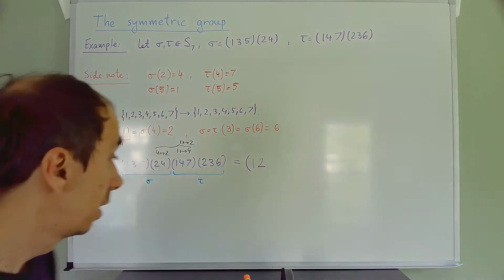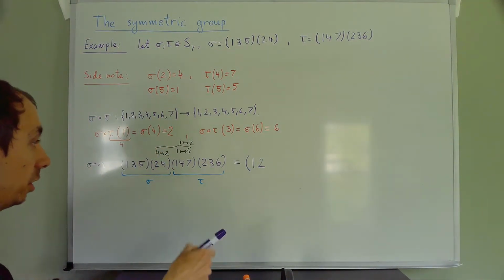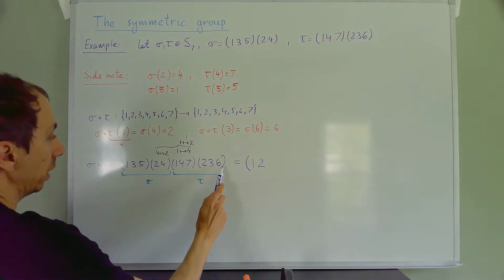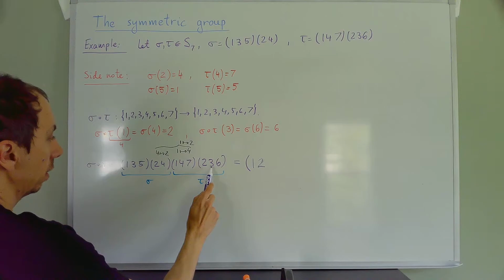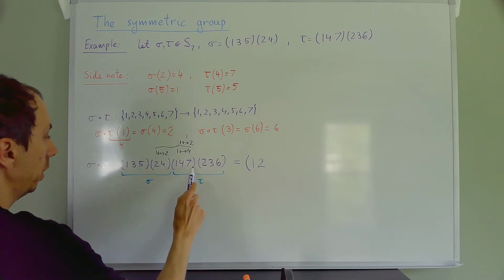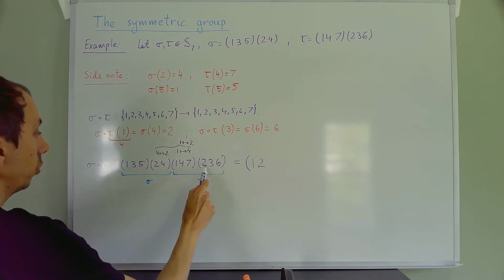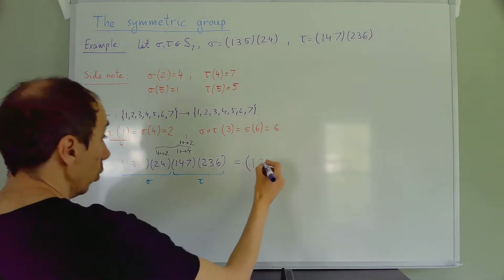All right, let's continue. So now I need to know what happens to 2. From the right, there's 2. 2 goes to 3. No 3 here, no 3 here, here. 3 goes to 5. So 2 goes to 3, 3 goes to 5. So altogether 2 goes to 5.